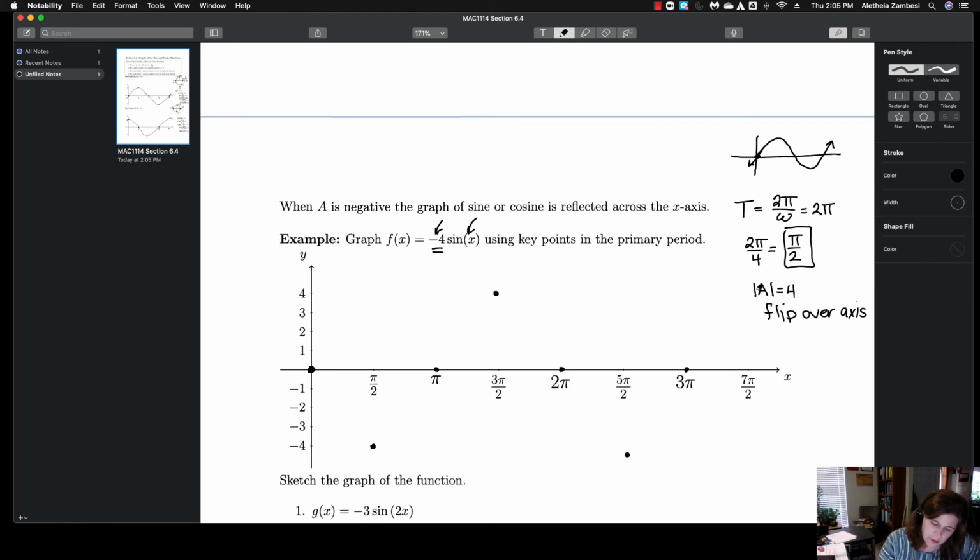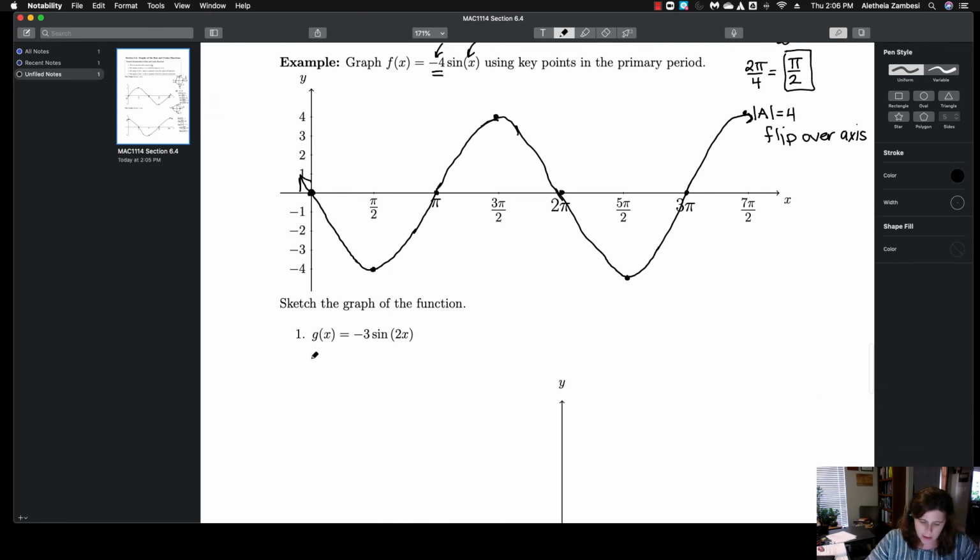So we have 2 periods here in the graph, or almost 2 periods. And I'm going to just ballpark it in. And working on that graph. And it looks something like this.